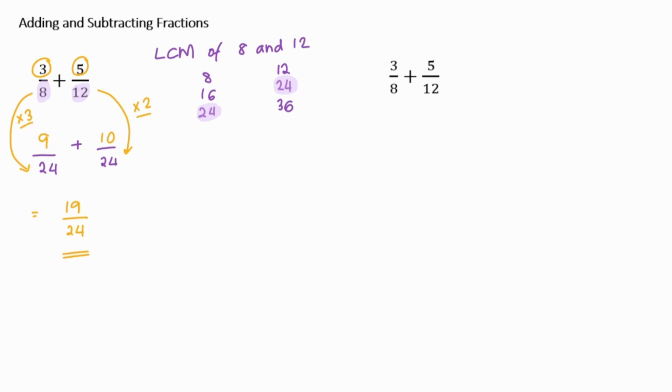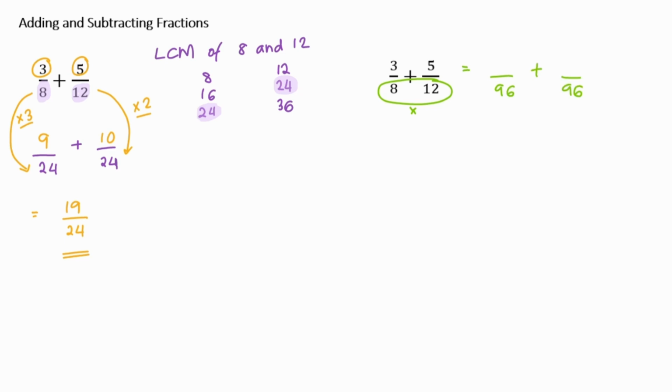Another method to add and subtract fractions is to use the cross multiplication trick. In this method, we still want to make the denominators of each of the fractions equal, and in order to do that, we first multiply the denominators together. So 8 times 12 gives us 96, so we could put 96 as the common denominator.